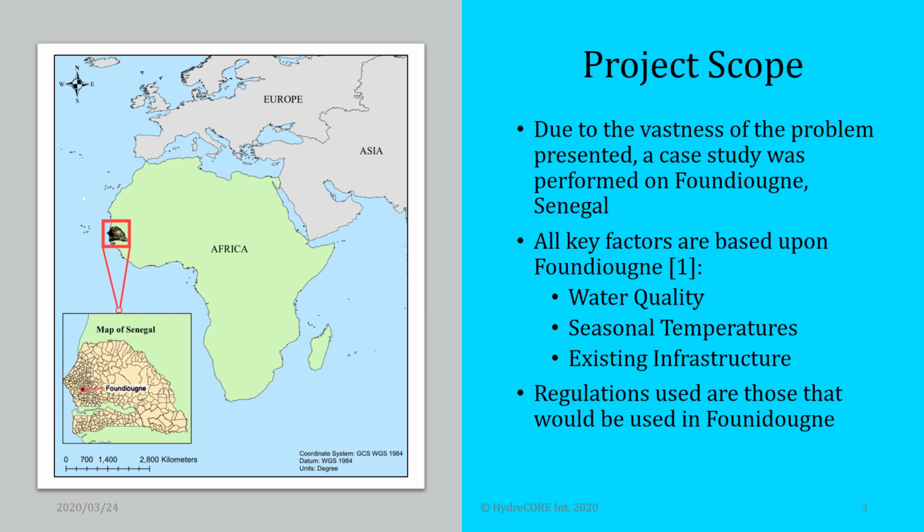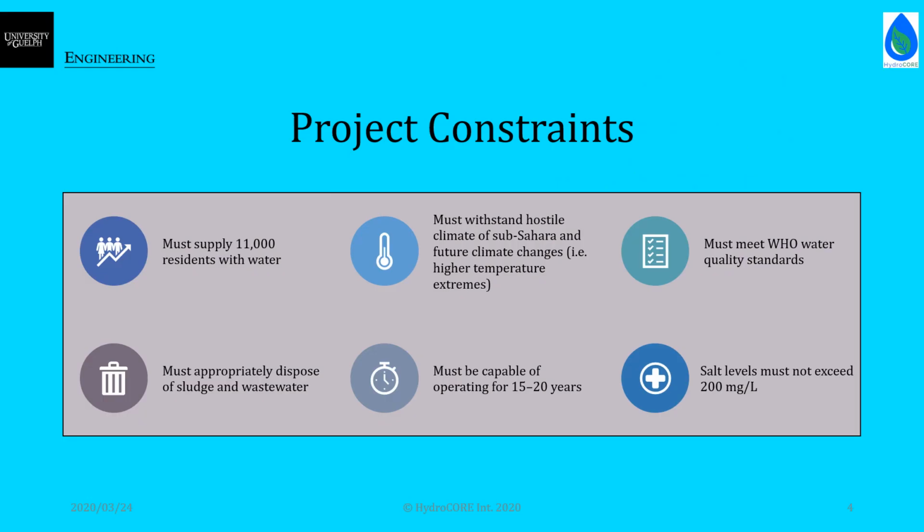This includes the water quality and climate, existing infrastructure, as well as accessibility to energy, gas, and outside assistance. The regulations and guidelines that were used were selected to satisfy the requirements of the Senegalese government. However, as the government of Senegal has little published in regards to water regulations, the World Health Organization, or WHO, guidelines were primarily used. As with any engineering project, there are a number of constraints that must be addressed.